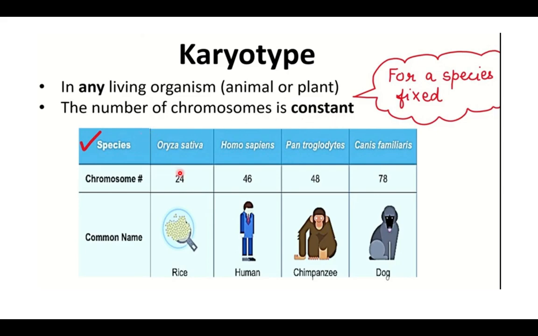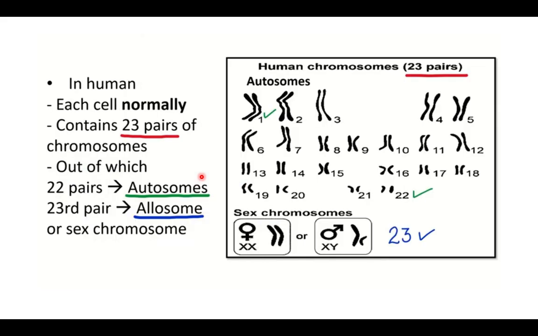For example, if you take a rice plant or Oryza sativa, the number of chromosomes is 24. If you take a human being, Homo sapiens, the number is 46. Chimpanzee 48, dog 78, likewise. So the number of chromosomes changes and it is fixed for each organism. For us it is 46, 23 from paternal, 23 from maternal. So totally 46 chromosomes are present.